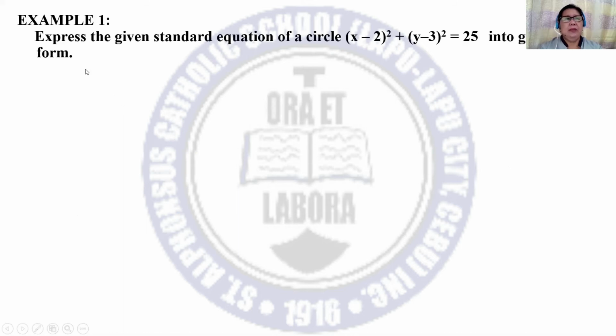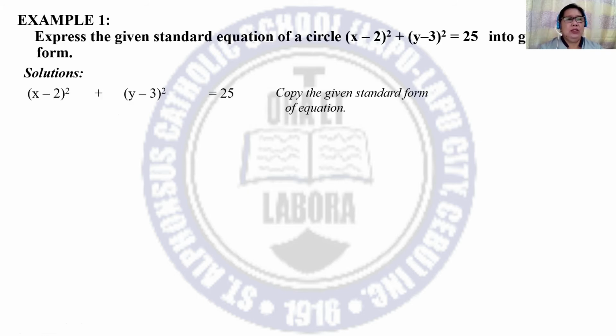Let us have an example. Express the given standard equation of a circle, the square of x minus 2 plus the square of y minus 3 is equal to 25, into general form. For the solutions, first we have to copy the standard form of the equation. This is the given. And then we have to expand the square of the binomial.